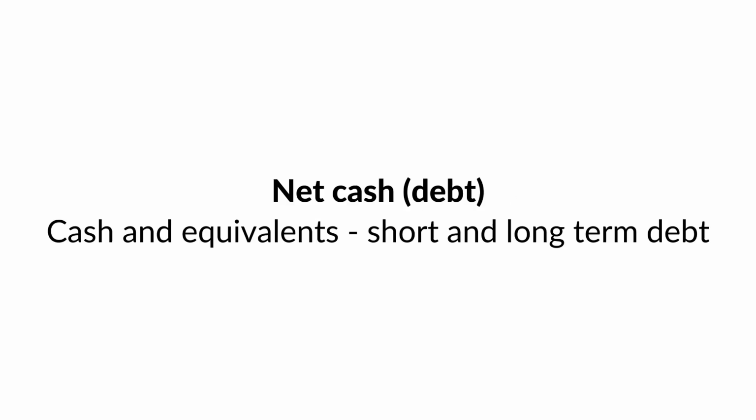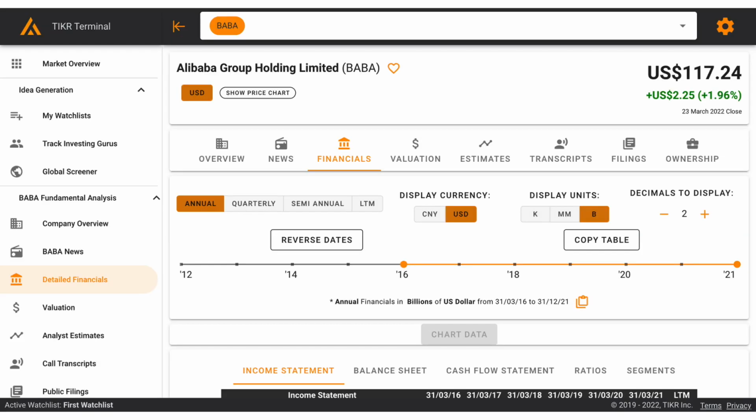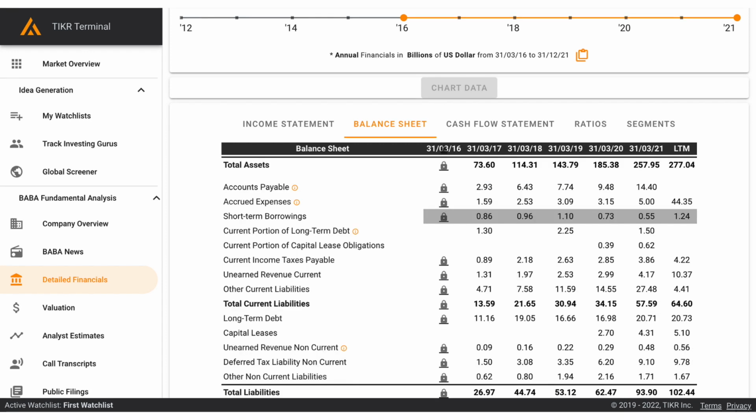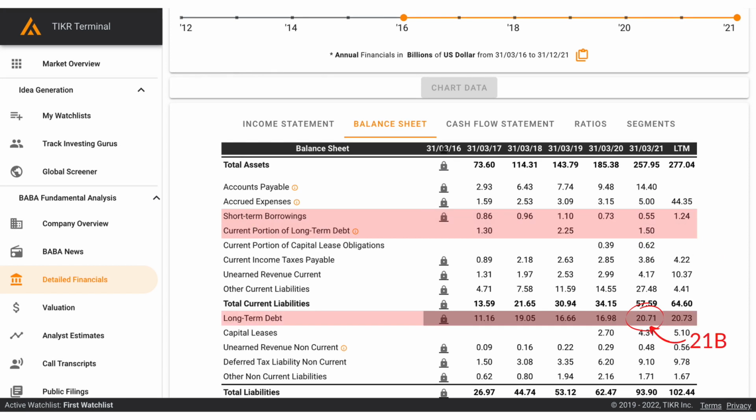The equation is cash and equivalents minus short and long-term debt. This is money that remains after the business pays off its debt. We find this number in Ticker Terminal, go to Financials, then Balance Sheet. Under Assets, line 1 is cash and equivalents. Under Liabilities, lines 3, 4, and 10 are short and long-term debt.